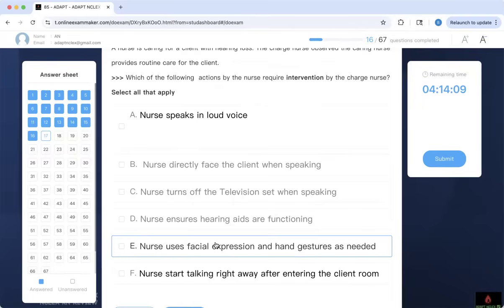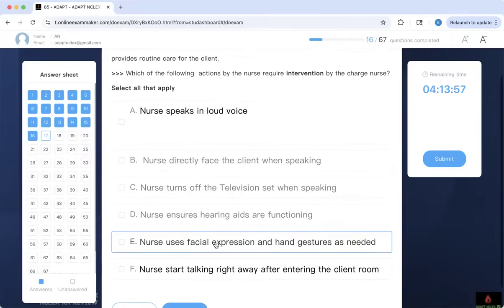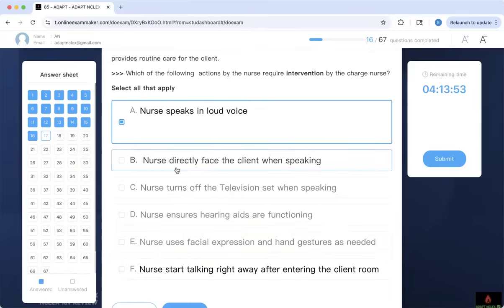That is your vision. Next, start talking right away after entering the room. Well, I don't think the patient can hear you. That's not good, right? Therefore, what do you want to do? Which of these should we intervene? Well, you shouldn't be speaking in a loud voice. The nurse turns off the television when speaking so that the patient can pay attention. Nurse ensures that the hearing aid is on.